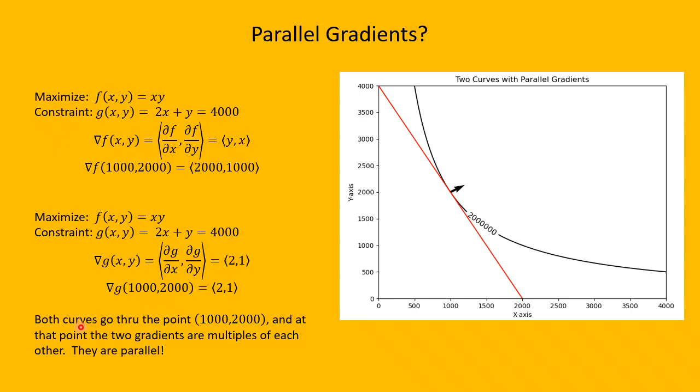So both curves go through the point 1000, 2000, which is right here. The gradient of f at that point was 2000, 1000. The gradient of g at that point was 2, 1. We notice that these two vectors are parallel. This vector up here is 1,000 times the vector down here. Those two gradients are multiples of each other, so those two vectors are parallel.